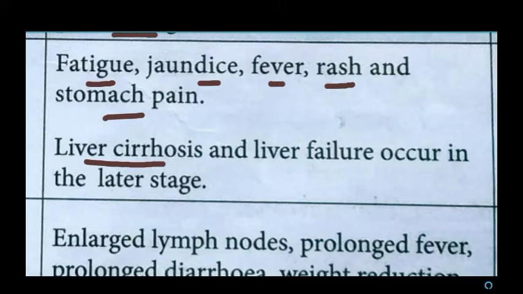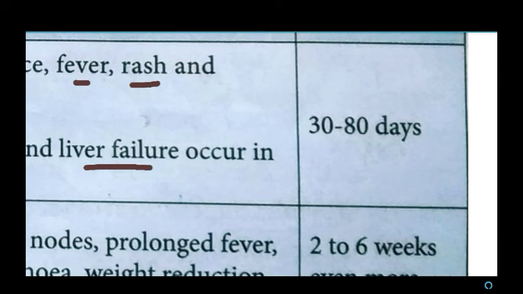So liver cirrhosis means liver damage. So it will cause scars in the liver. Thus the liver becomes very hard and there will be liver failure. This liver failure occurs at the later stage, the final stage. And the incubation period of this virus is about 30 to 80 days.